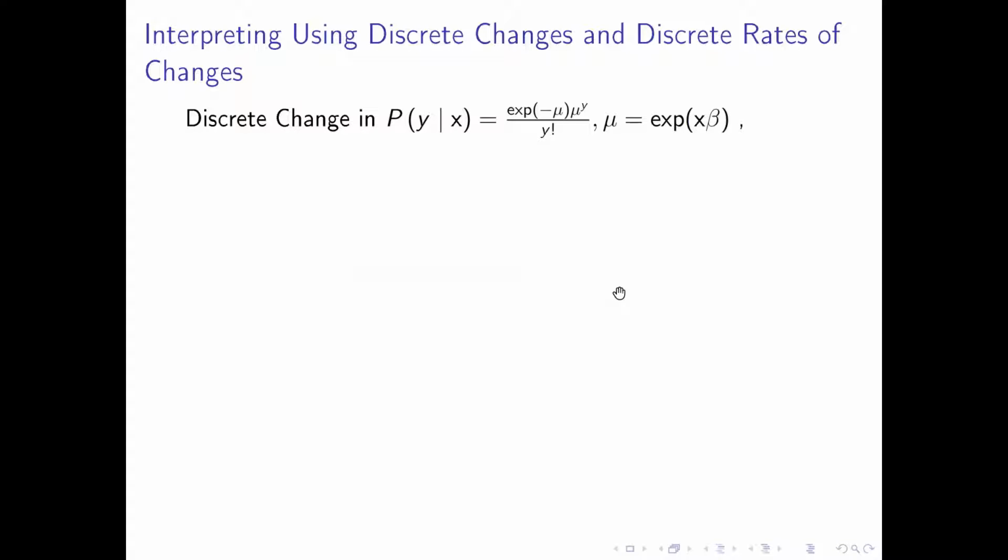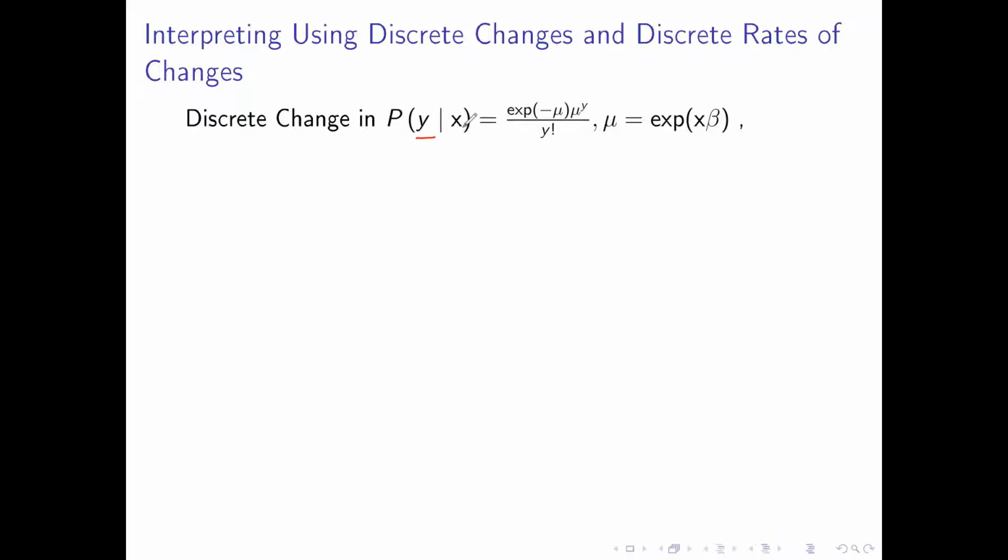Well, in addition to using expected counts as the response unit of our interest, we can also use predicted probabilities for discrete change and discrete rates of change. And as laid out in one of our previous slides, the predicted probability for a count, given x, here.